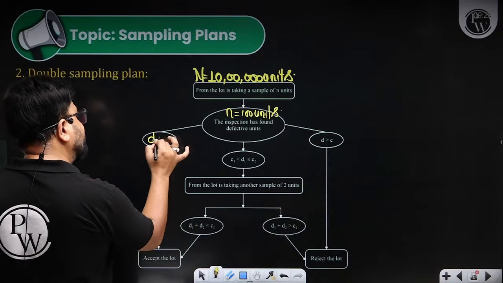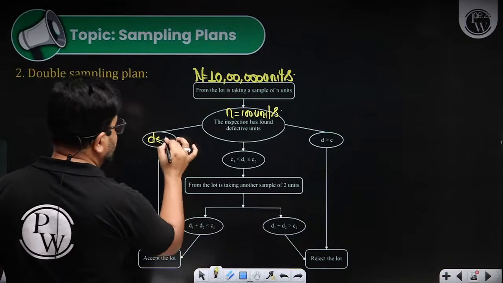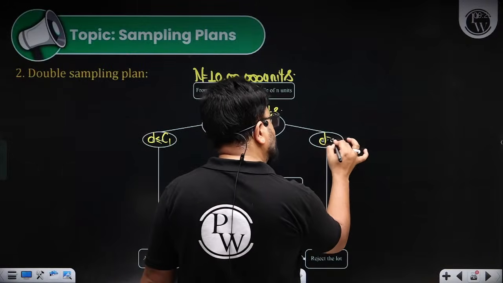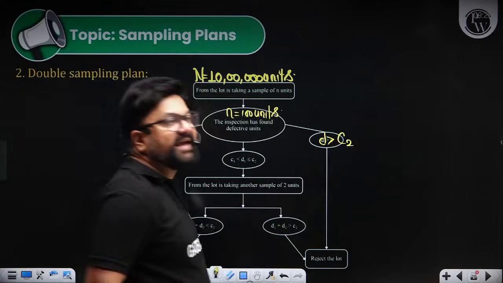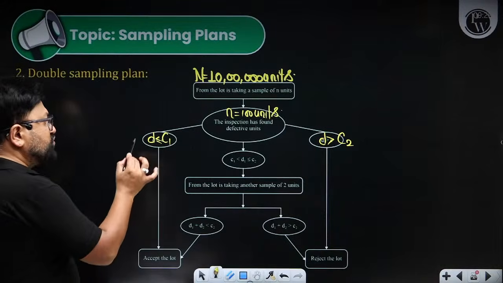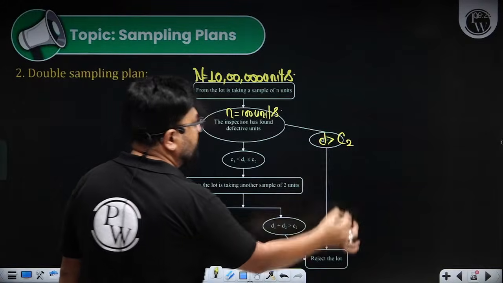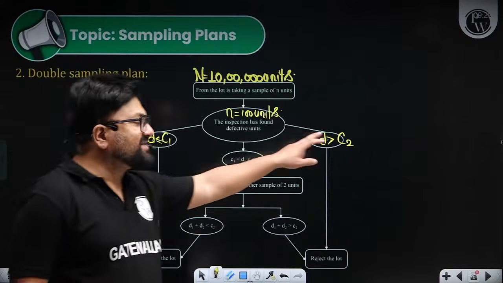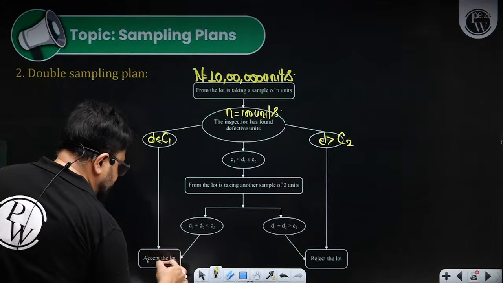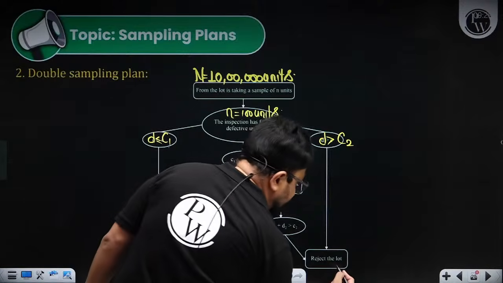The number of defects should be less than or equal to the minimum accepted number, or the number of defects must be greater than the maximum expected number. If it is less than the minimum accepted number, then we accept the lot. If it is greater than the maximum expected number, then we reject the lot.